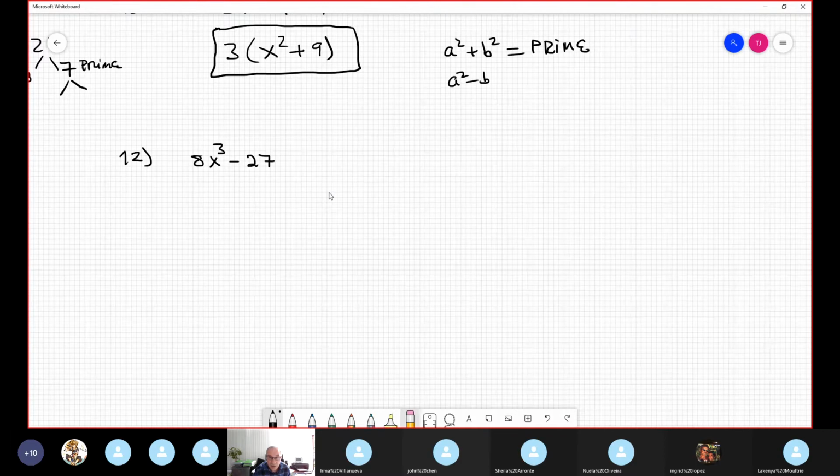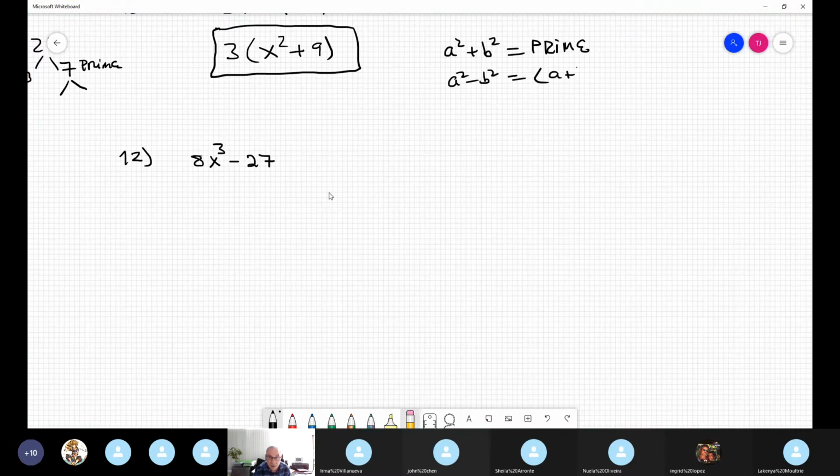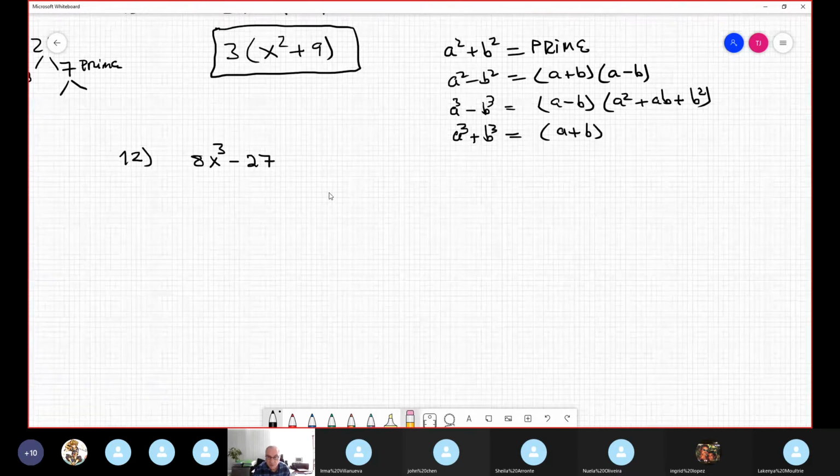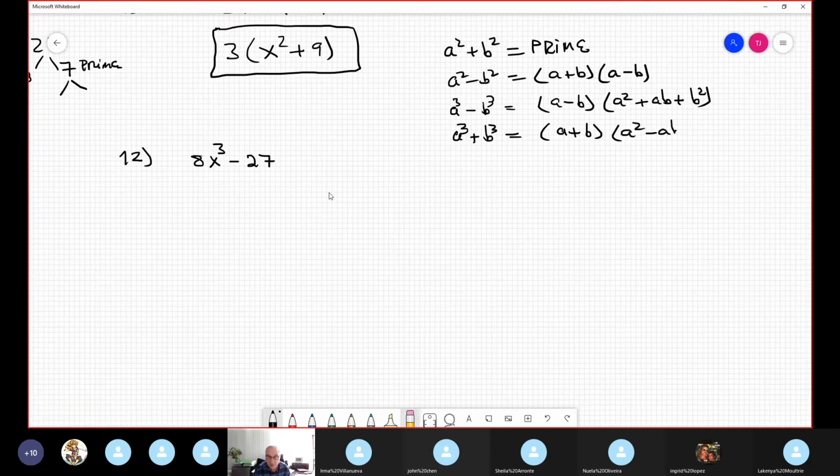The sum is a plus b, a minus b, and the cubic. Let me do the subtraction first, the difference of cubes. The factorization is a minus b times a squared plus ab plus b squared. And the sum of cubes is also a factorable expression, a plus b times a squared minus ab plus b squared.